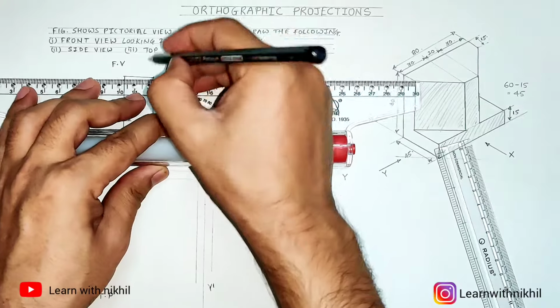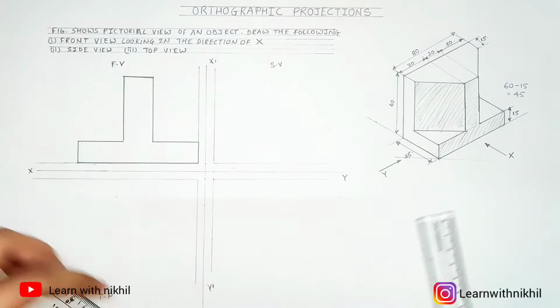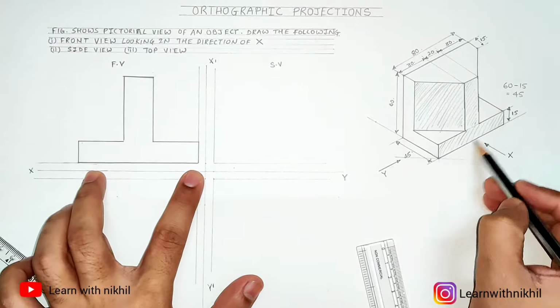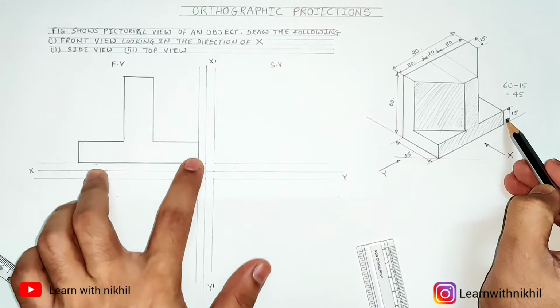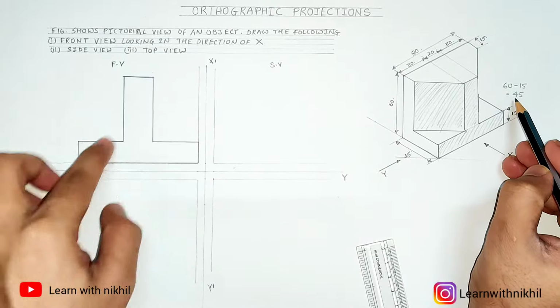So this shape has been drawn. This is the front view. Now the remaining part is the slant part, which looks like a rectangle from the front view. Okay, so all these dimensions are drawn.